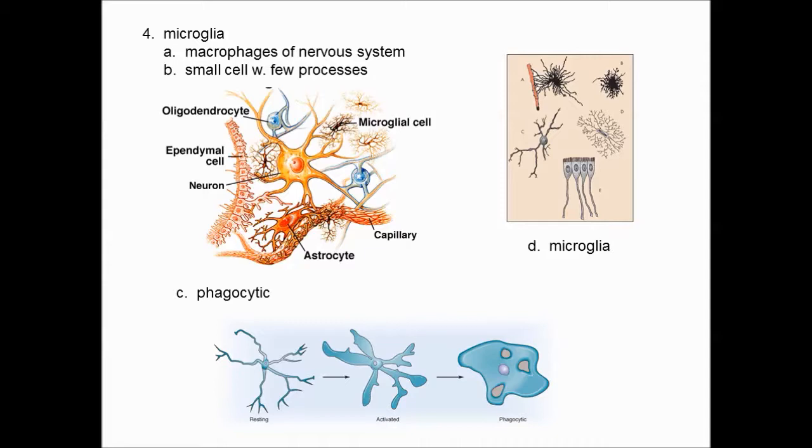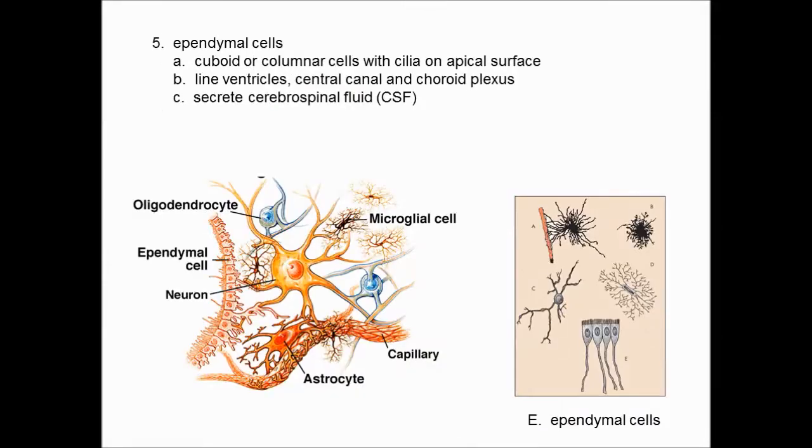Ependymal cells, I'll talk about in just a minute. They form membranes within the ventricles of the brain and are responsible for forming cerebrospinal fluid. So they're like an epithelial membrane, essentially. They form a layer of cells, columnar cells, sometimes cuboidal cells, that on one side have blood and on the other side secrete cerebrospinal fluid. So they're responsible for producing the cerebrospinal fluid, ependymal cells.